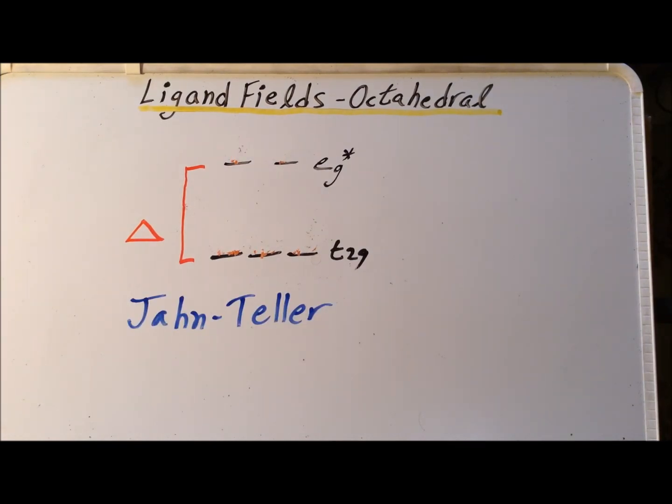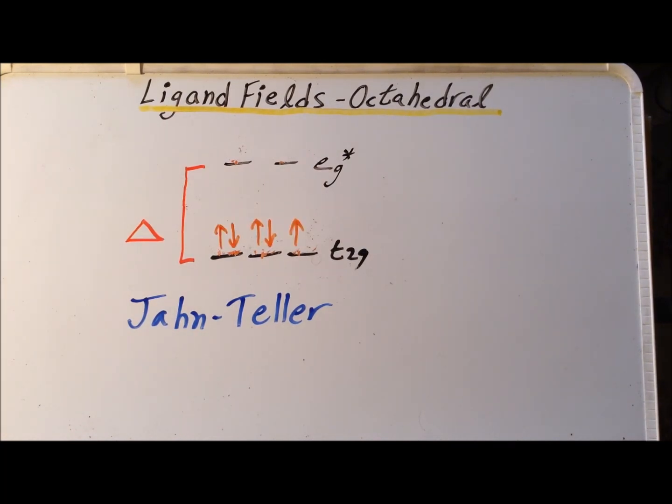We have one remaining topic in this particular video on transition metal complexes that are octahedral, is the idea of the Jahn-Teller effect, or Jahn-Teller distortions. We notice that for T2G, we have 3 orbitals with the same energy, so we say that those are degenerate. We notice that for EG star, we have 2 orbitals, and we say it's doubly degenerate.